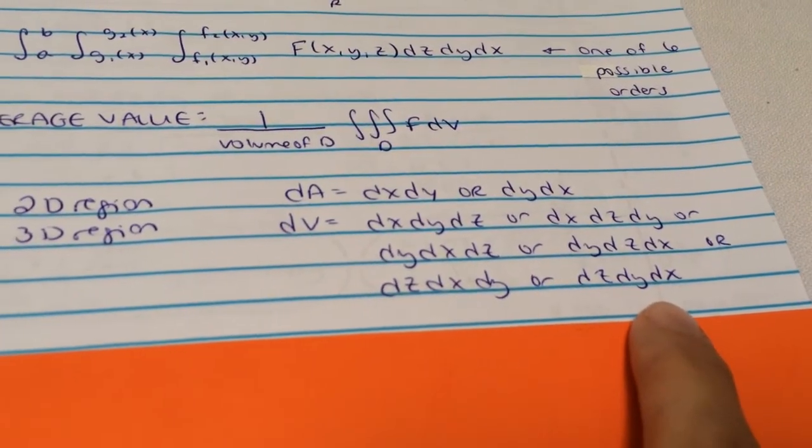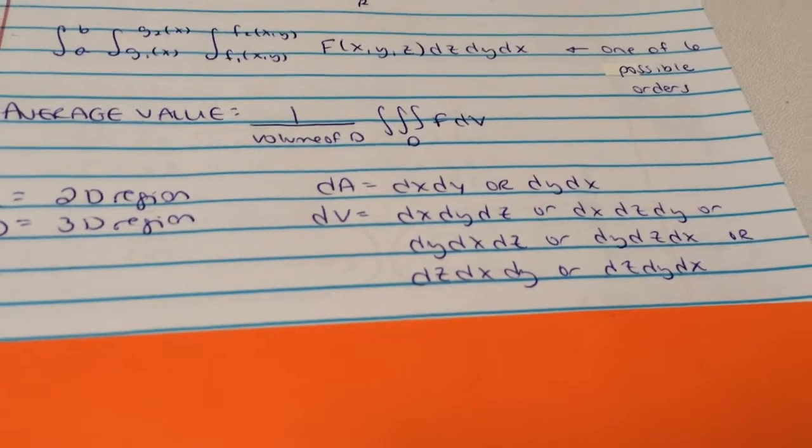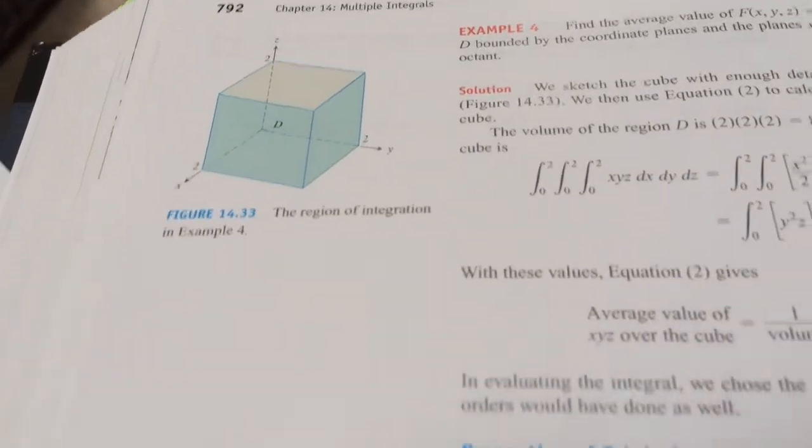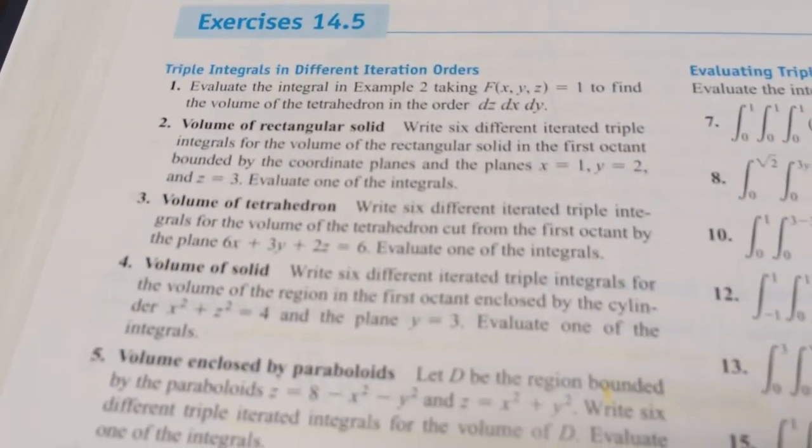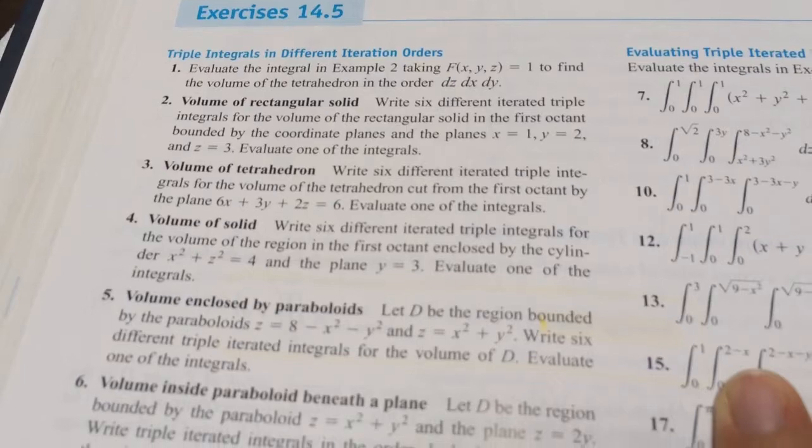But depending on what you're given, some are easier than others. And so we'll look at some different orders on how to set those up. But now we're going to look at some examples. So page 792, we're going to look here at triple integrals. They're having you set them up all 6 ways.